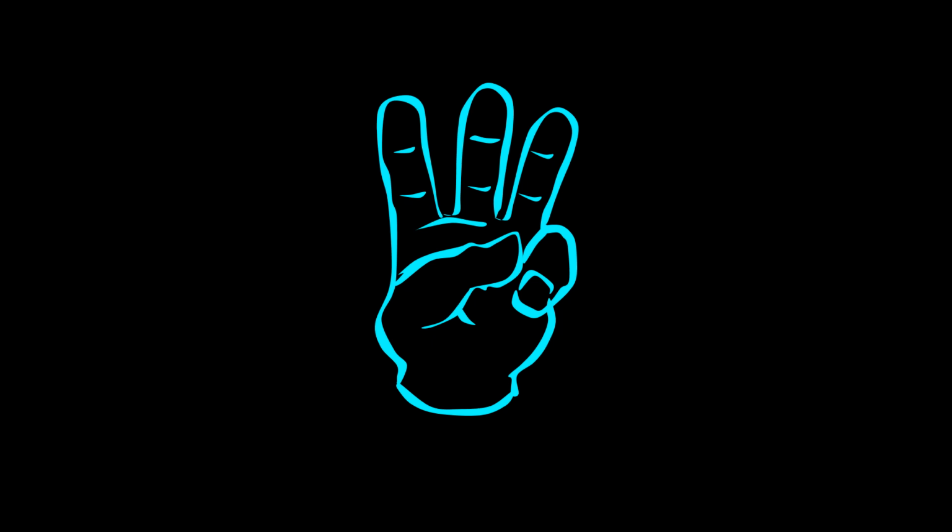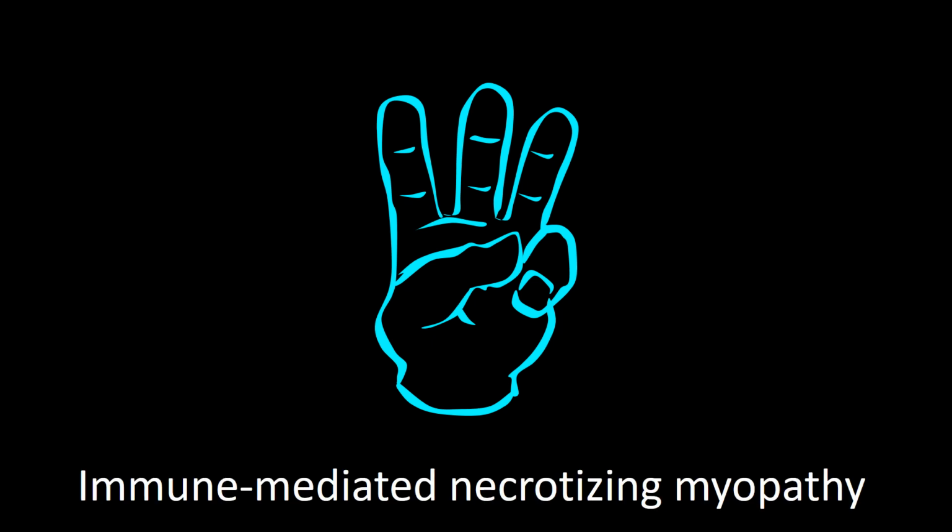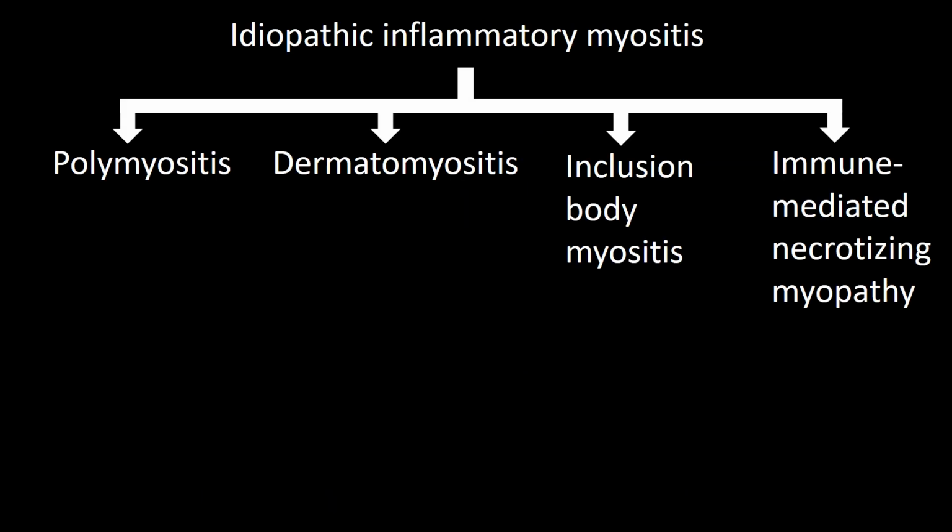The third condition named in this question is immune-mediated necrotizing myopathy. This condition is one of the 4 idiopathic inflammatory myopathies. 3 of them, polymyositis, dermatomyositis, and inclusion body myositis, we have already addressed. We will now say a few words about immune-mediated necrotizing myopathy and how to distinguish it from the other 3.